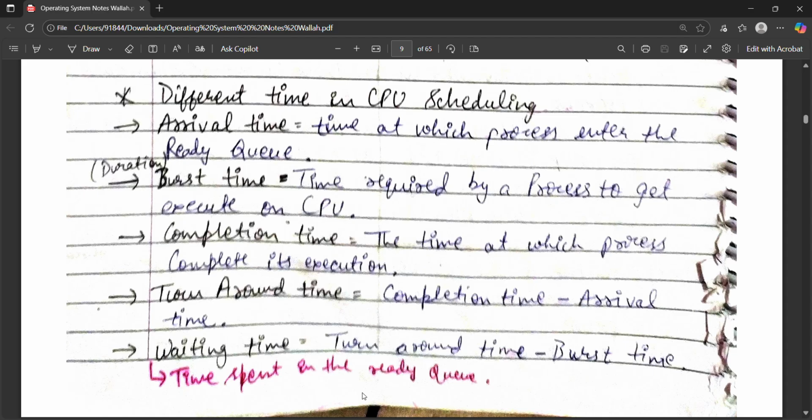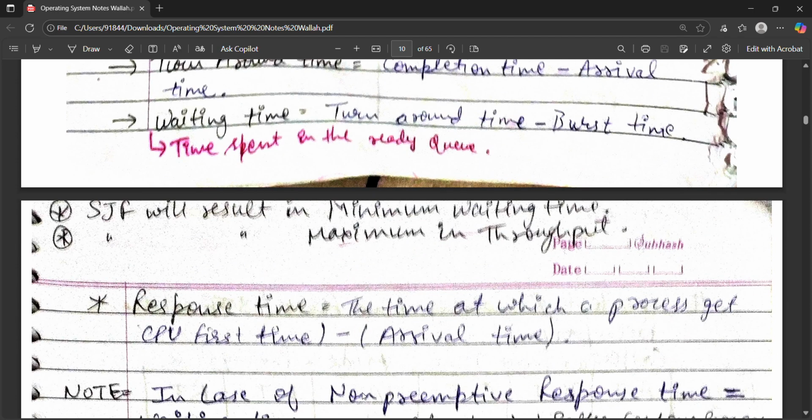Turnaround time is completion time minus arrival time. Next is waiting time, which is turnaround time minus burst time. So the time spent in the ready queue is my waiting time. These are simple formulas: for turnaround time you have completion time minus arrival time, and for waiting time you do turnaround time minus burst time, and this is the time you have spent in the ready queue.